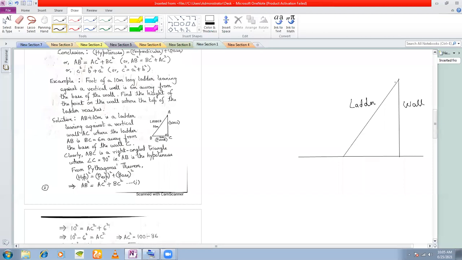Okay. The foot of a ladder, let's call this point A, and let us call this point C, and let us call this point B. So clearly the wall must be perpendicular to the floor. So this angle is 90 degrees, right? So now let's see what is given.